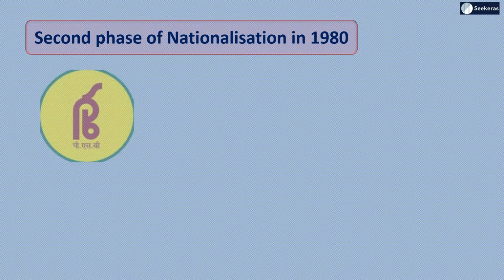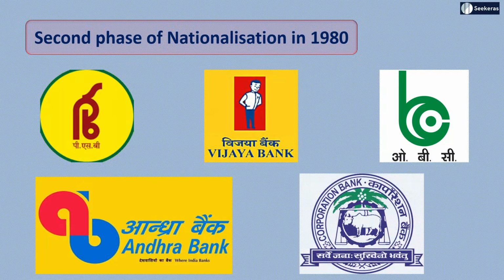With the second wave of nationalism, the target of priority sector lending was raised to 40%. Those banks were Punjab and Sindh Bank, Vijaya Bank, now merged with Bank of Baroda, Oriental Bank of India, now merged with Punjab National Bank, Corporation Bank, now merged with Union Bank of India, Andhra Bank, now merged with the Union Bank of India, and New Bank of India, now merged with Punjab National Bank.